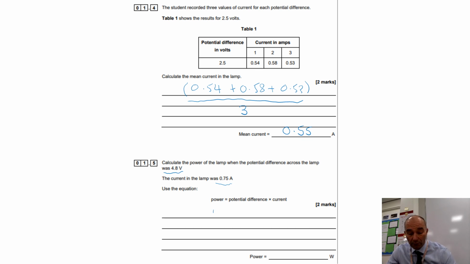So let's substitute the numbers that we've got. Well, we don't know power, so that's P. Potential difference 4.8 multiplied by our current of 0.75 amperes. Put those numbers into your calculator and you should get the answer of 3.6 watts. Two straightforward marks, but good marks to get. So you get the first mark for just substituting in your numbers correctly, second mark for showing the correct answer.